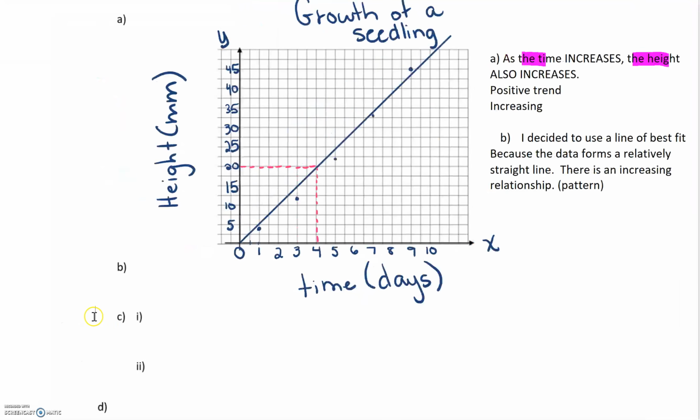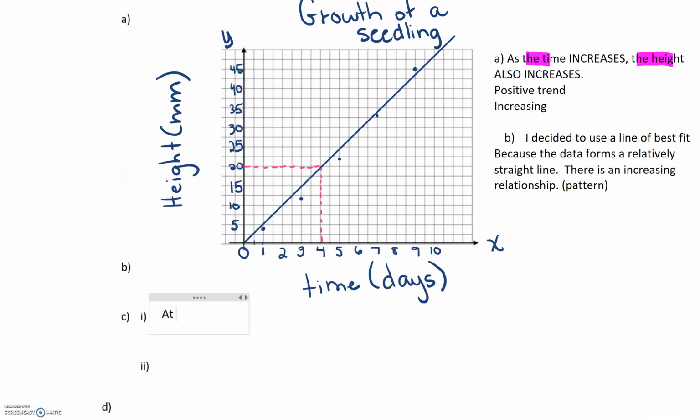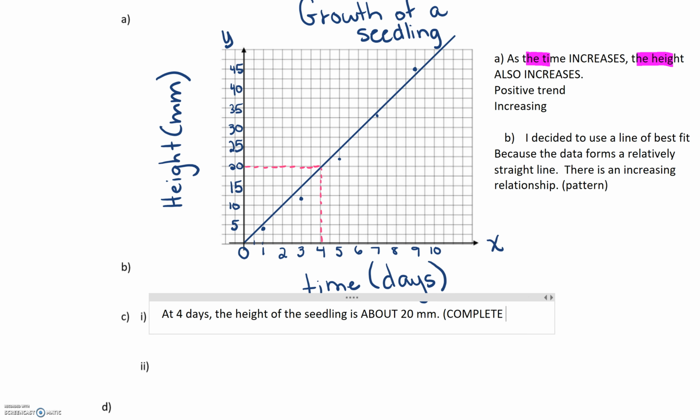Okay, so we can just fill that in here. At 4 days, the height of the seedling is approximately or about, don't forget that word because your line of best fit might look different than mine. So at 4 days, the height of the seedling is about 20 millimeters. So it's important to use complete sentences here. Extremely, extremely important to use complete sentences and not just to write a number. The word about, approximately, or around is also very important here because, again, like I said, your lines of best fit might be a little bit different.